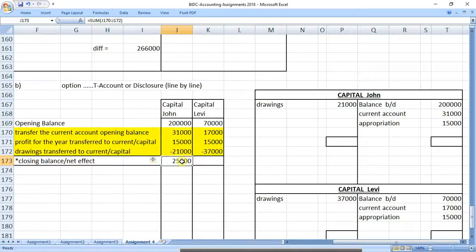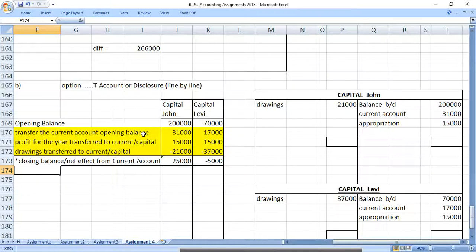So that's what I've got as the adjustment to the capital. That was from where? The current account. That's the closing balance of net effect from current account. Great. So we've got the easy marks. Let's read the information.